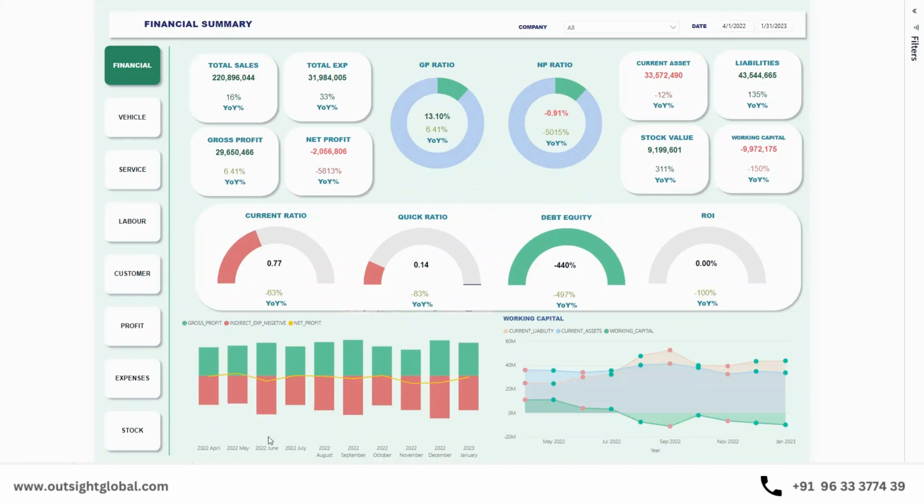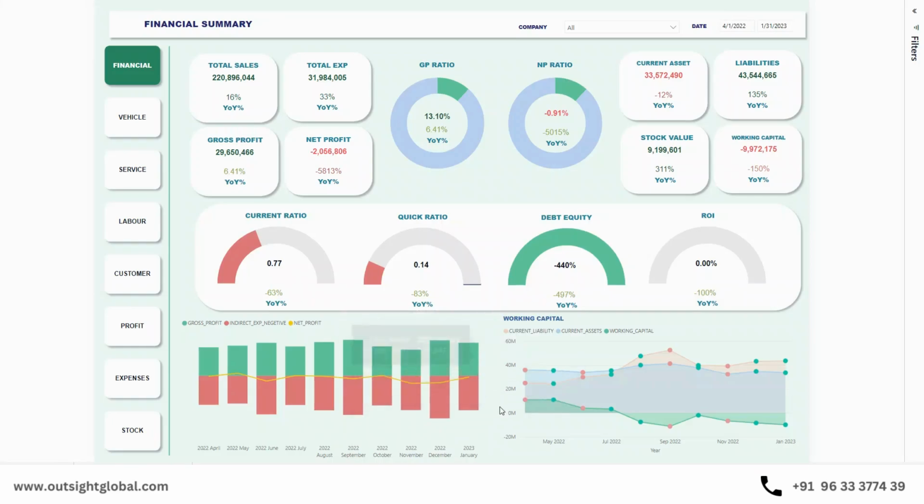In this bar chart, gross profit is the green line, expenses are the red bars, and net profit is the yellow line. In this chart, you will get an idea about the monthly net profits, and whether they increase or decrease, and whether gross profit and expenses increase or decrease.